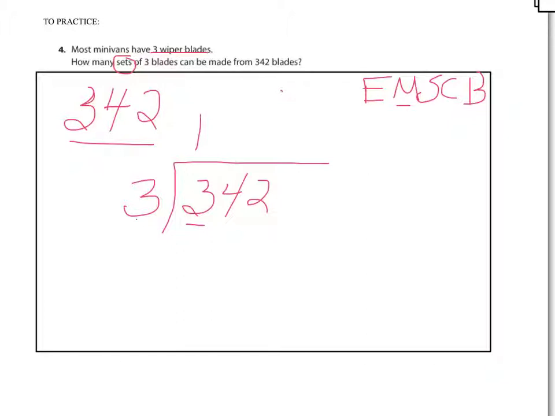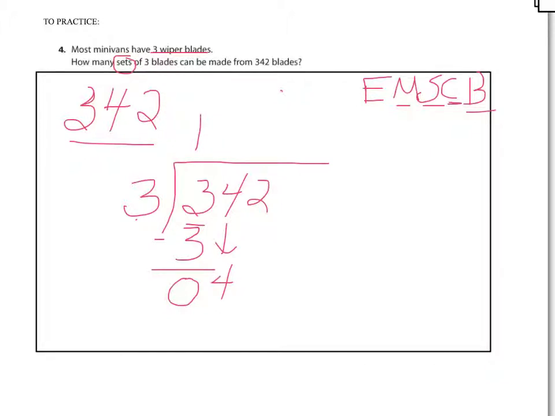This is my multiply step. 3 times 1 is actually 3. So I'm going to write that down. Now I need to subtract them. Well, 3 minus 3 is 0. Now I need to compare them. Is 0 less than 3? Yes, it is. So I'm good. Lastly, I need to bring down. Okay, bring down my 4.